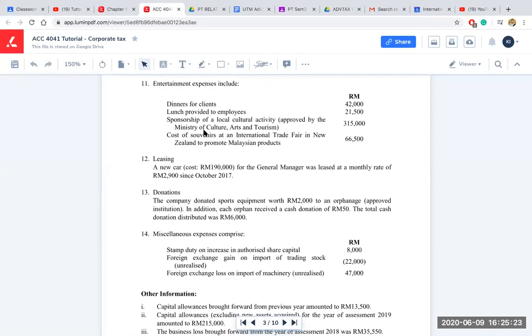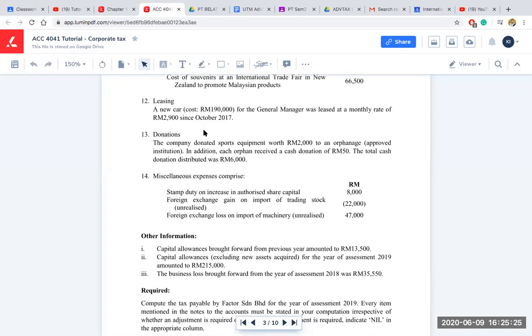Okay, next. Donation, alright? So, bila donation, you have to see. Donation, ada two types of donation. Approved donation and unapproved donation. Okay? And then donation pun fall into two. One is section 34, another one is section 44. Okay. Mana donation? So, in this example, dia kata apa?